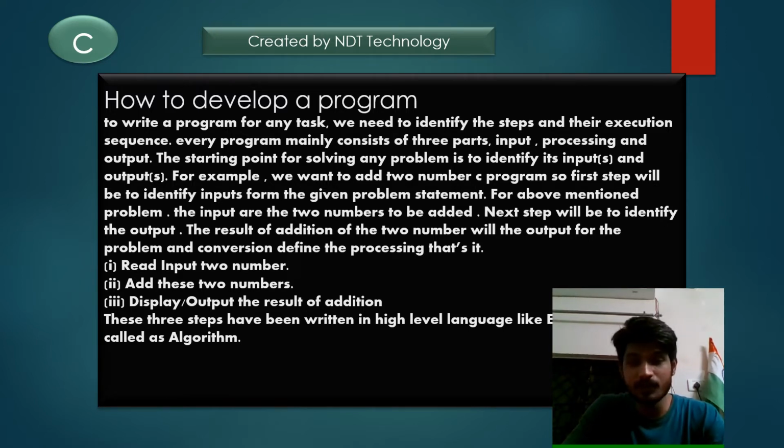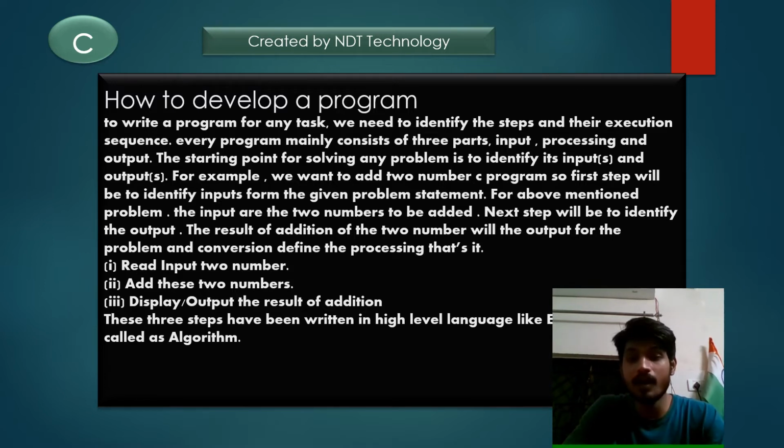In engineering, you have to remember these five concepts: how, where, what, why, and when, and you are able to get the solution of any problem. All right. So first you have to identify steps, then the execution sequence. Then every program mainly consists of three parts: input, what input you are providing to the machine, what processing will happen during the processing time, and what will be the output.